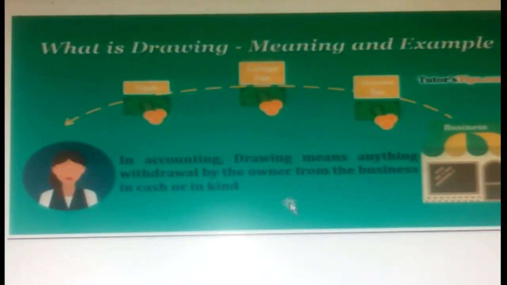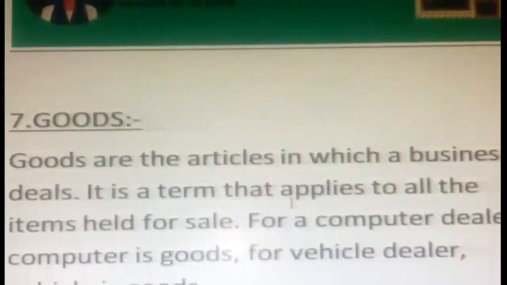For personal use. Then the seventh one, goods. As you know, in any business, what type of goods you are going to deal in is very important. Goods are the articles in which the business deals, correct? It is a term that applies to all the items held for sale.